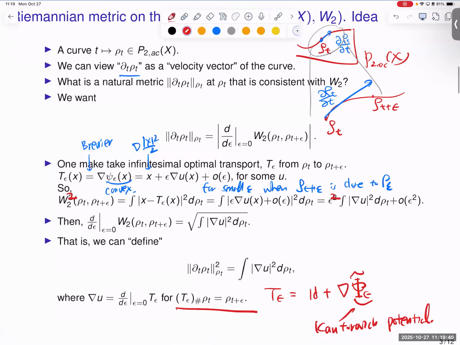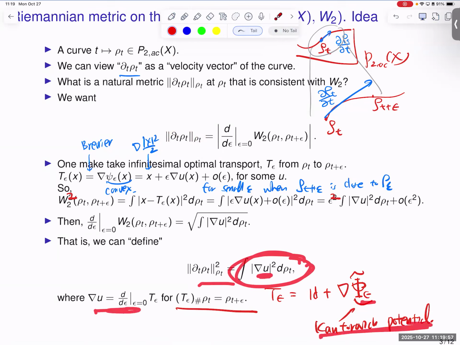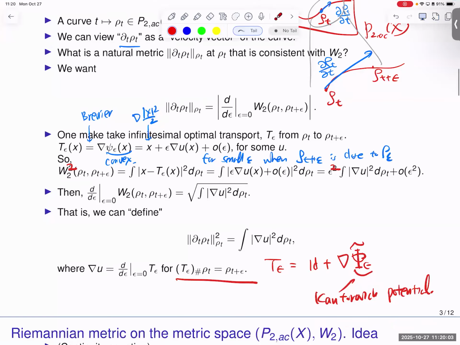So this is kind of a review, plus that whatever is known for such a velocity vector should be given in this way, where U is the first order term of the control potential.